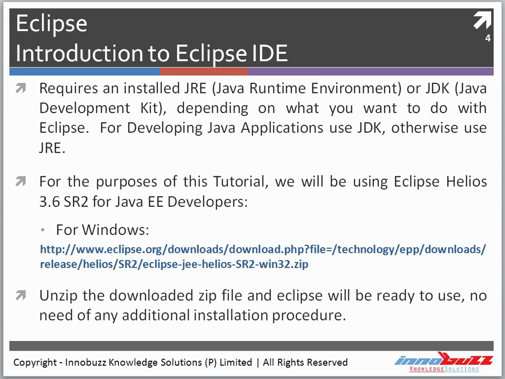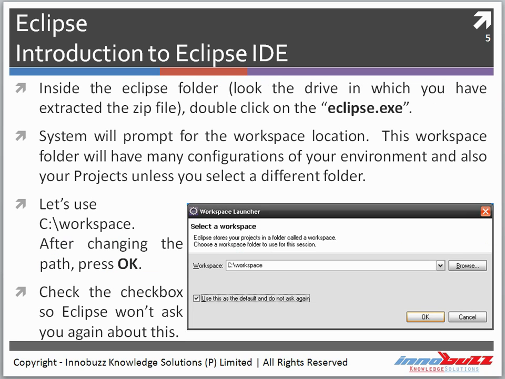Once you have downloaded the zip file from eclipse.org, unzip the file in any folder you may choose and double-click over the eclipse.exe file. This will open Eclipse. Here's the first screen, in which Eclipse will ask you the location of the workspace folder. If you click on the checkbox to use this as the default and do not ask again, it would not prompt you again for this. You can choose any folder at all.